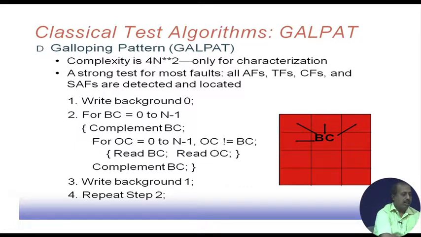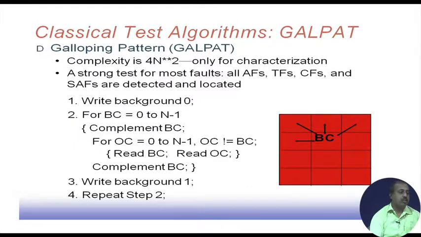That is with a background of 0, and after that we make the entire background 1 and again do the same thing. This way it can cover most of the faults. It is a very strong test, and it covers all address decoder faults, all transition faults, all coupling faults, and stuck-at faults. For stuck-at faults, you can locate specifically where exactly the fault has occurred. So it is a very strong test. It can detect a large number of different types of faults, but the complexity is very high.